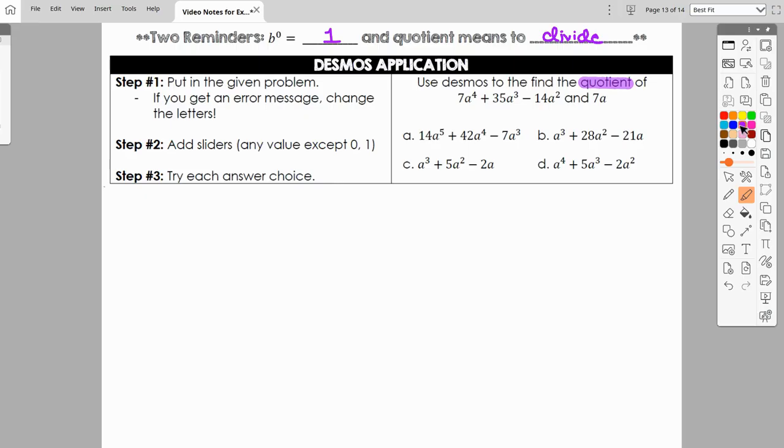The first term of 7a to the fourth power plus 35a cubed minus 14a squared all over the 7a. That's what the quotient means. You put the first part in the numerator, and the term after the 'and' is what you're dividing by in your denominator here. When I put that in Desmos, I go ahead and get C. Go ahead and try it yourself.